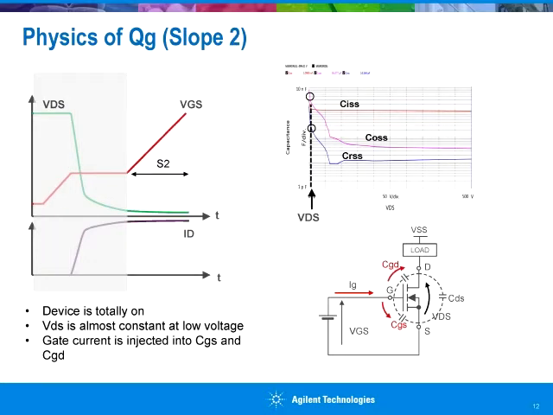After the turn on, VDS moves to the on voltage. It's a very low voltage, and it also becomes almost stable. And in this case, the gate current is charging both the gate to source capacitance and the gate to drain capacitance. So the S2 slope is slightly lower than the S1 slope.